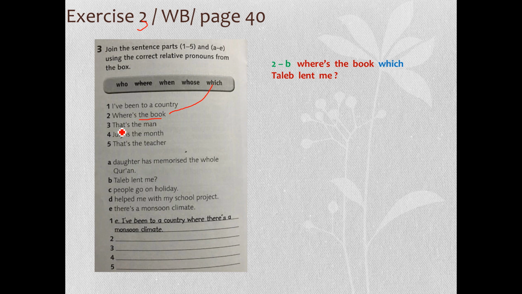Okay. Number 3. That's the man. So I'm talking about a man. In this case I have to use the relative pronoun who. هذا هو الرجل. Okay. What do you think, can we say, that's the man whose daughter has memorized the whole Quran? هذا هو الشخص الذي ابنته قامت بحفظ القرآن الكريم. طبعا we used whose because مرة أخرى بتكلم عن الملكية. Okay. So that's the man whose daughter has memorized the whole Quran.